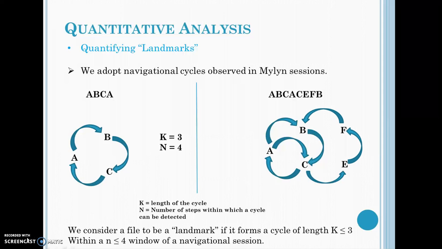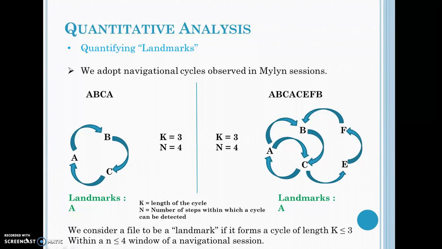So the B cycle goes beyond the window size, which is 4, whereas the C cycle is not long enough. Also, please note that the maximum window size is n equals 4, so k equals 3 here. It's based on the observation that longer navigation paths have greater potential to contain extraneous files. We observe similar phenomena in the case of Mylin data.